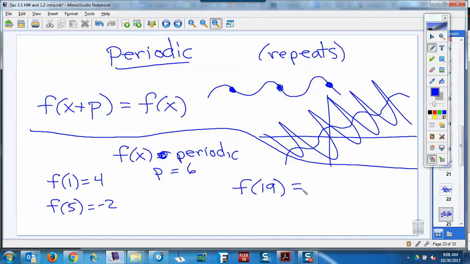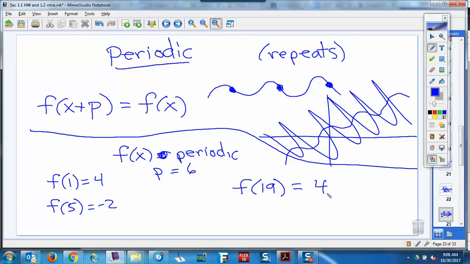What would you say? That's 4. How do you know? It's 3 periods away from this point right here. Right? So at 1, you're going to get a 4. And at 7, you're going to get a 4. And at 13, you're going to get a 4. And at 19, you're going to get a 4. I don't know about in between, but every 6 units, I'm going to get a 4.